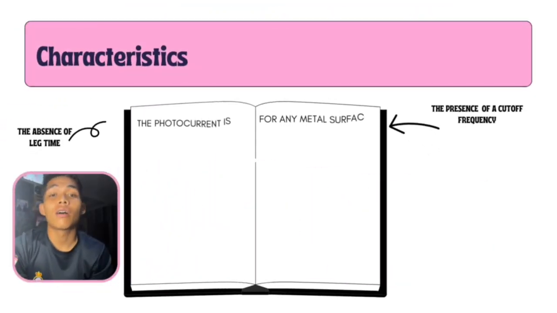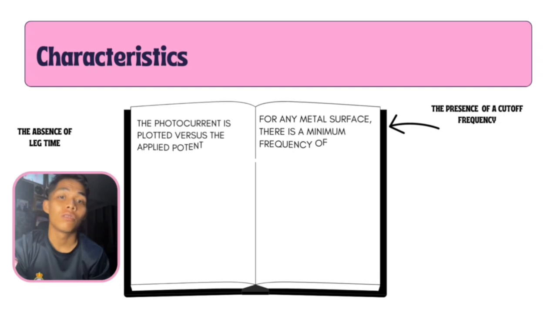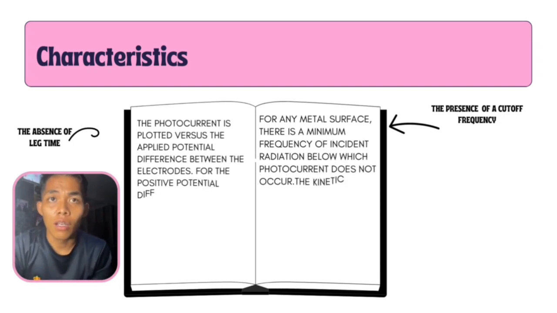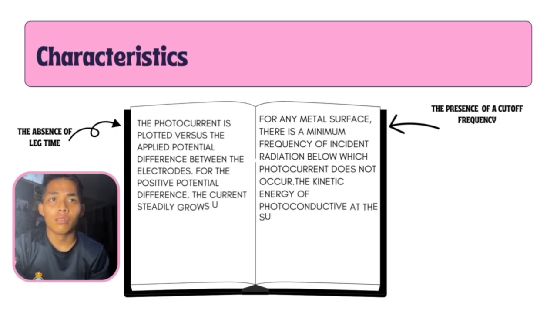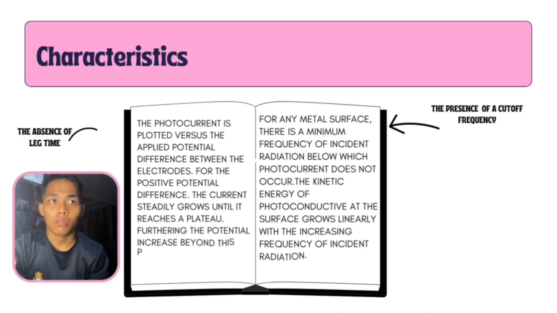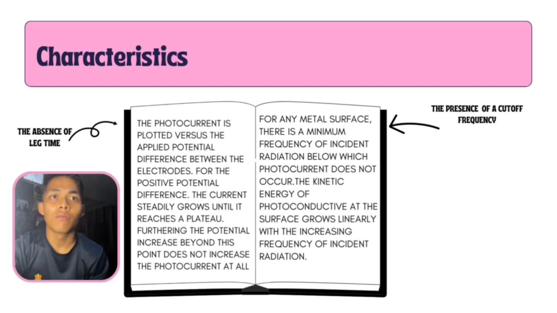And then I will talk about characteristics. For the characteristics, I have two types. First, the absence of a lag time. When radiation strikes the target material in the electrode, electrons are emitted almost instantaneously, even at very low intensity of incident radiation. This absence of a lag time contradicts our understanding based on classical physics.